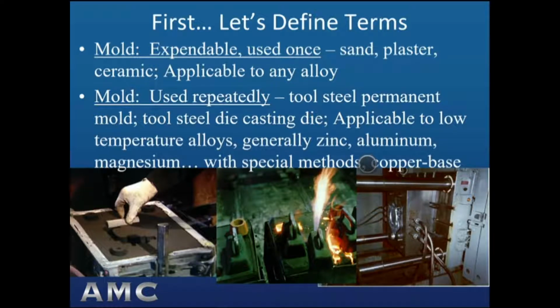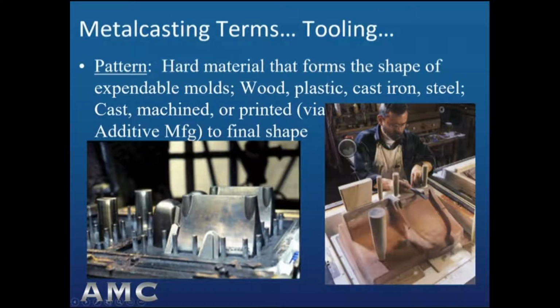A pattern. A pattern is a hard material that forms the shape of expendable molds. Wood, plastic, cast iron, steel. They can be cast, machined, or printed via additive manufacturing to final shape. At the lower left, we see a machined cast iron tooling for the resin shell process, and we see a traditional wood pattern being constructed at the right.